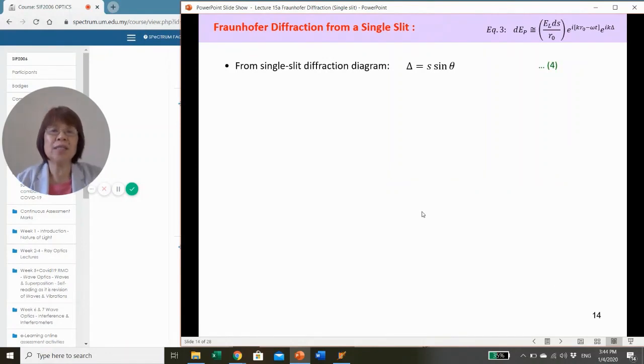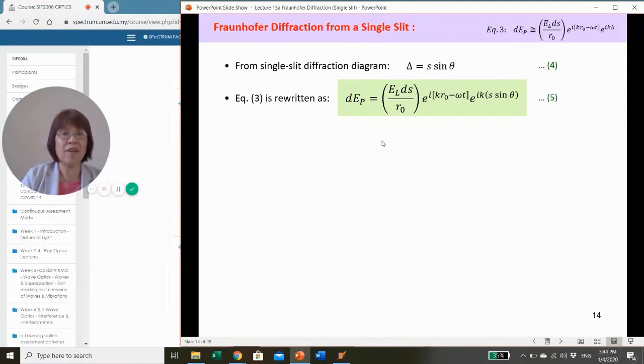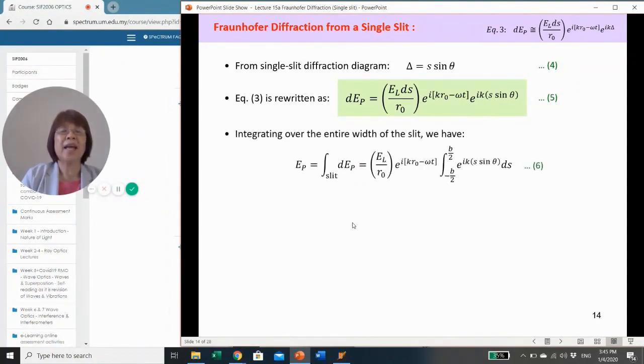Now, from just now from the diagram, we already have delta equals s sine theta. So then we rewrite dE_P as E_L ds over R0, the amplitude is there, and we replace delta with ik, we replace that with s sine theta. And what do we have to do? We have to sum up. We consider that wavefront to be a continuous array of spherical wave sources, right? So now what we will have to do is integrate, not summation over discrete sources, but it is also a summation, a continuous summation in that sense.